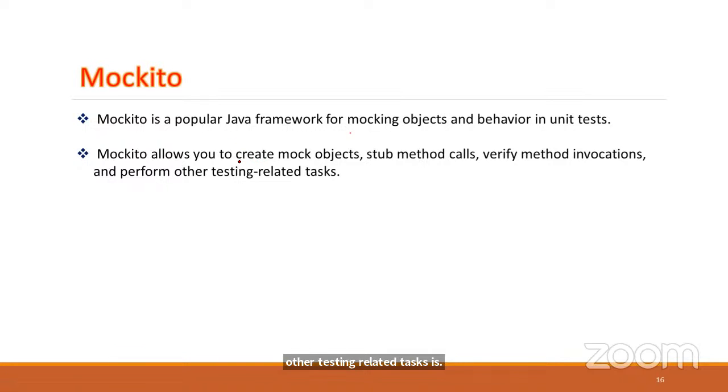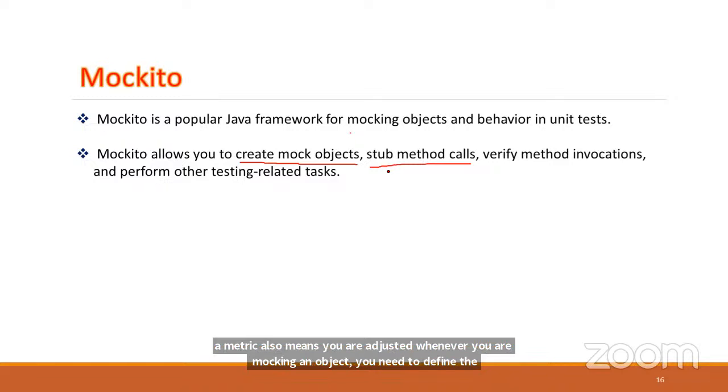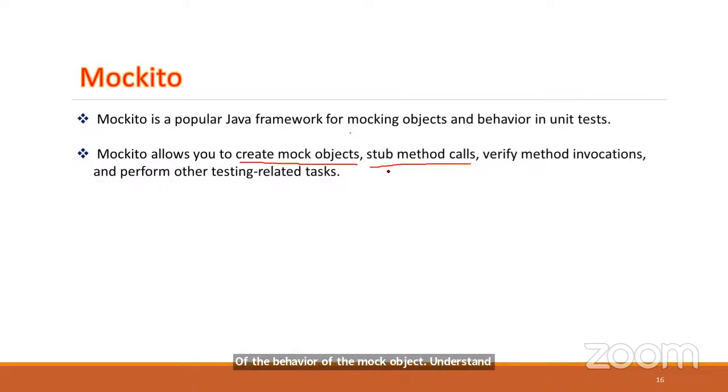Mocking objects. Mockito will always create mock objects. Mock objects are nothing but dummy objects, sir. By using the dummy objects, you can interact with the original objects. Understand? And stub method calls: whenever you are mocking an object, you need to define the behavior of the mock object's methods. Understand my point or not?